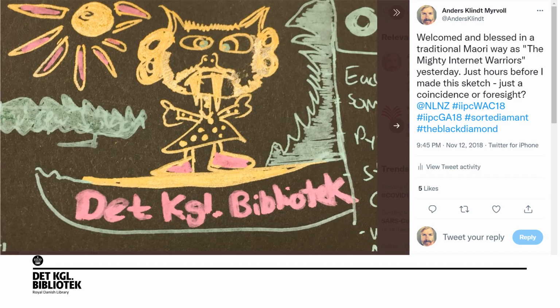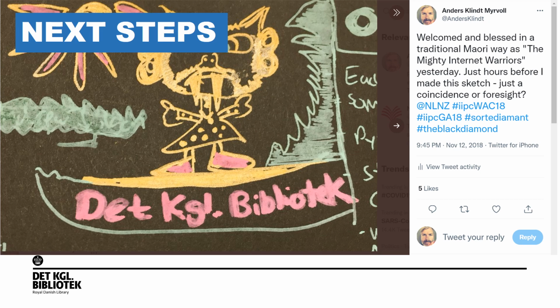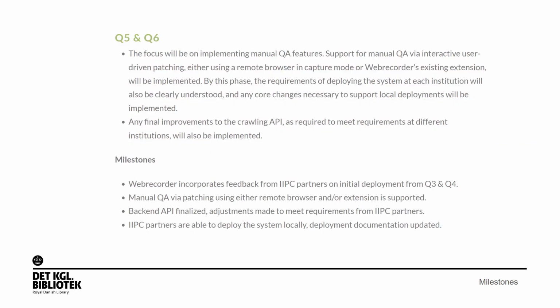So what are the next steps? Yeah, of course, you can see that the IIPC community, Web Recorder, and everybody working on this is still the mighty internet warriors. So the focus for Q5 and Q6, which is in progress right now, will be more manual QA features. It will also incorporate even more feedback from the IIPC partners on the deployment we have done so far. It will be finalizing the API and also being able to deploy the system locally, which is done at several institutions.